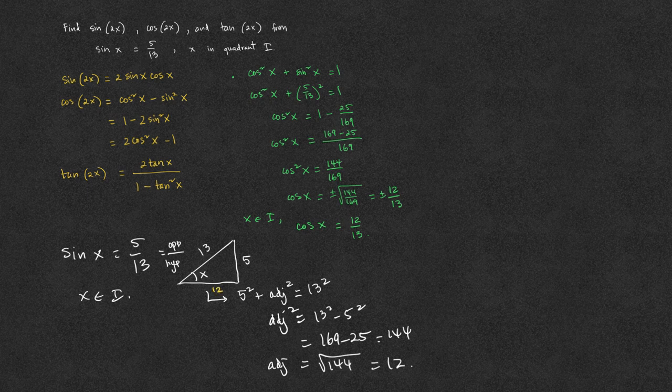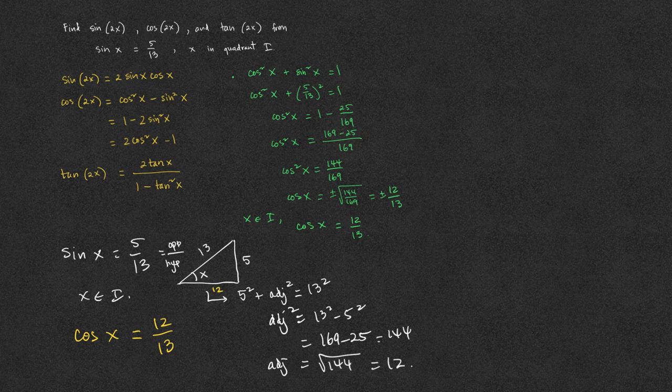Using the trigonometric ratio, we have cosine of x is adjacent over hypotenuse, but this should be a plus or minus still. We can determine the sign because x is given in the first quadrant, and so cosine can only be positive in the first quadrant. We don't need the plus or minus.